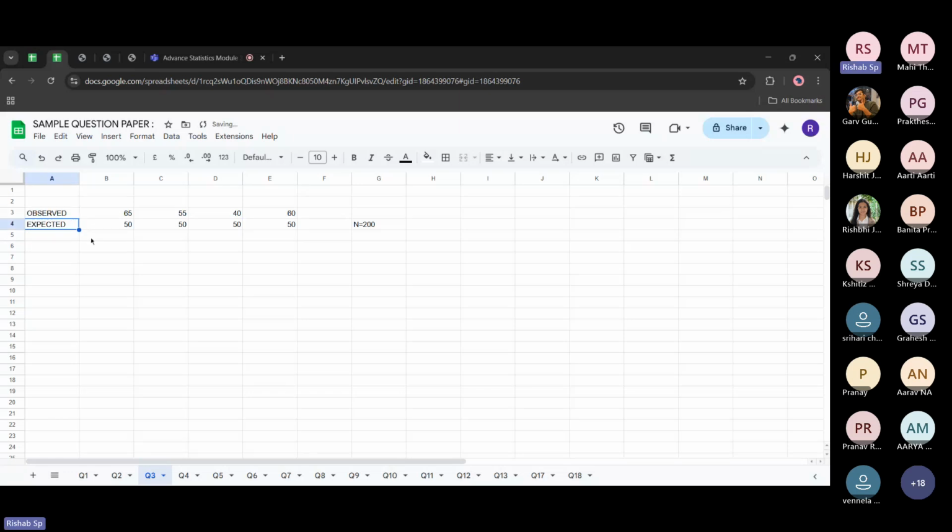So what's the equation? Observed minus expected, whole square, divided by expected. You know that, right? So it is observed minus expected. I won't be doing the calculation, I'll mostly be doing mental calculation. So I'll say that 65 minus 50 is 15, right? 15 whole square divided by the expected frequency, which is 50.